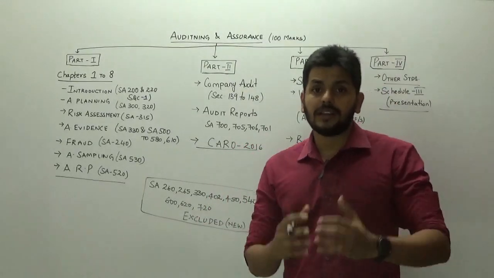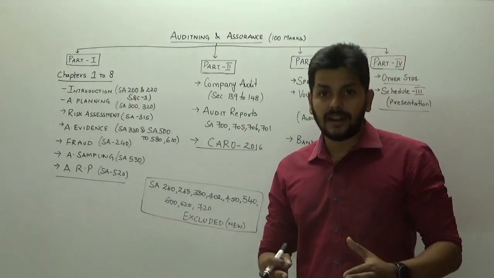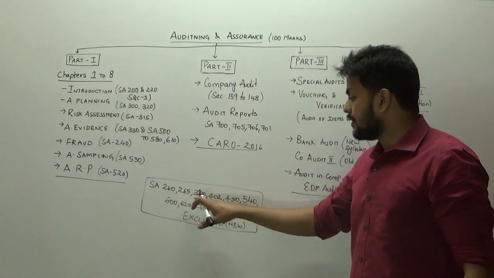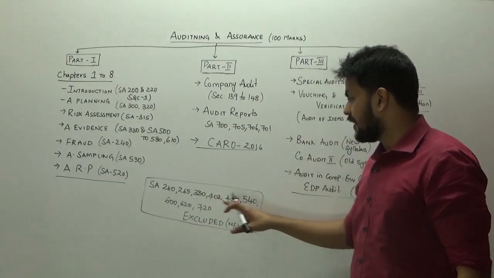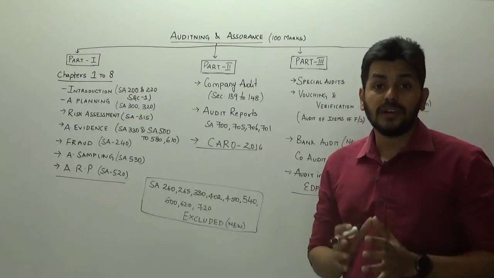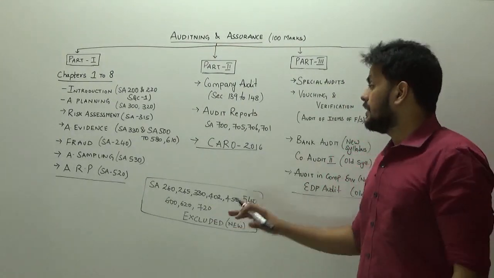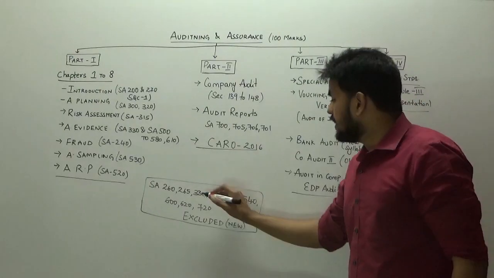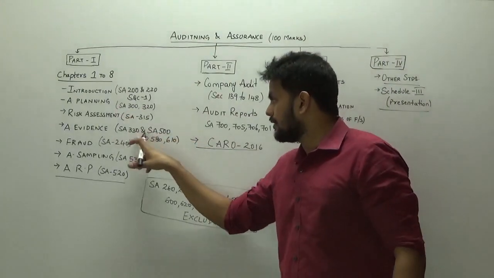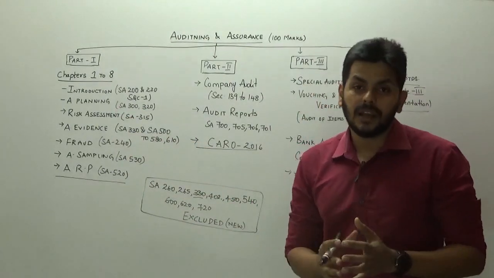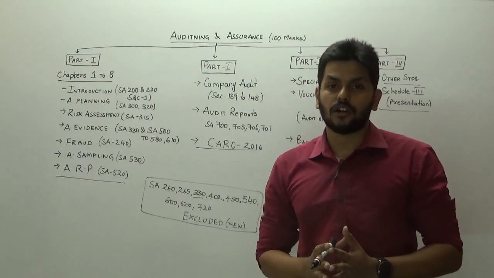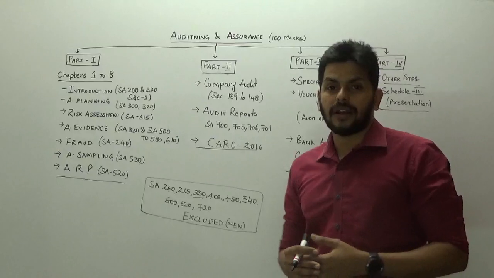There was a notification in the last attempt excluding 9 standards only for the new syllabus, which I have been putting up here. 260, 265, 330, 402, 450, 540, 600, 620 and 720 have been excluded only for the new syllabus. And then, as I tell you this, 330, though I told you as part of the exclusions here, I did ask you to cover 330 here, because 330 talks about compliance and substantive procedures, and I believe that's something very fundamental in the concept of audit. So I want you guys to try and read that.